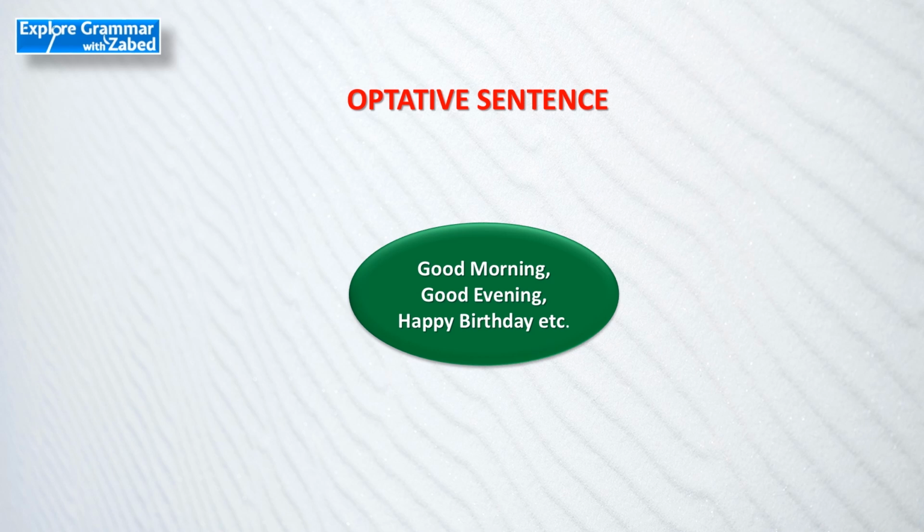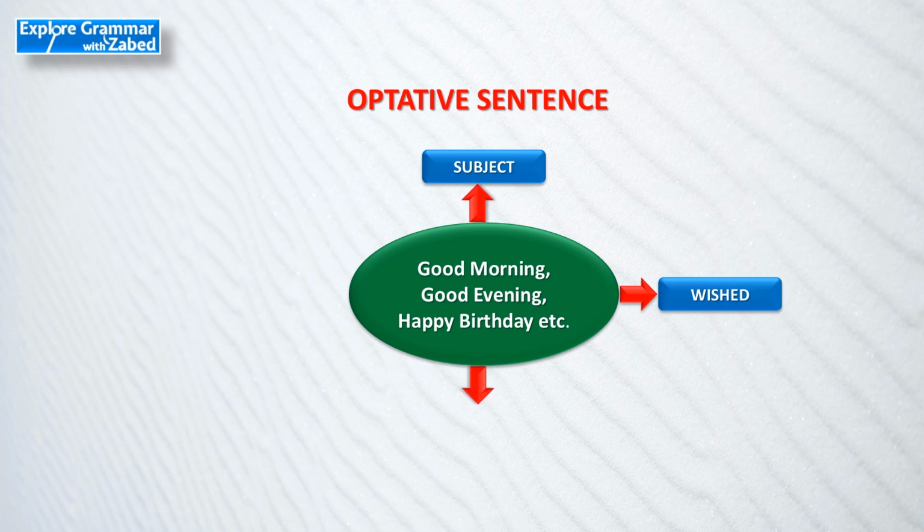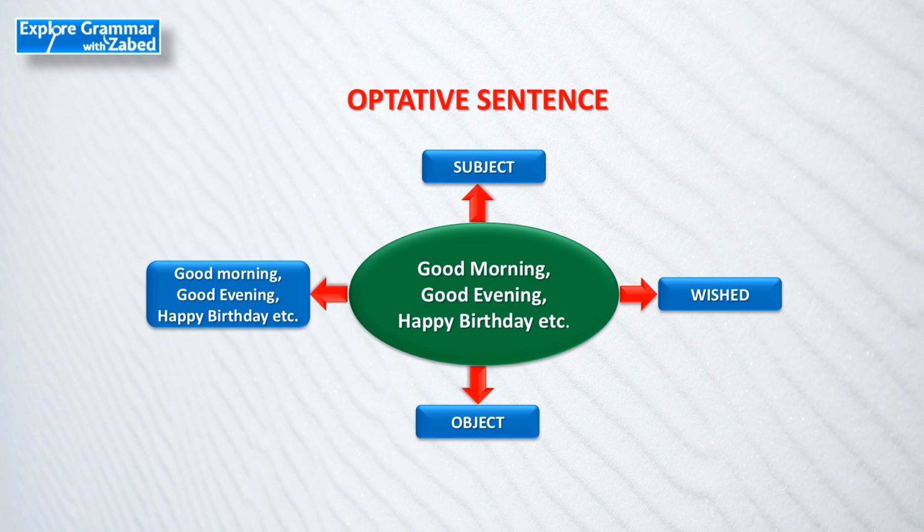At the beginning of an optative sentence, if you find any greeting or wishing words like good morning, good evening, happy birthday, etc., at the time of converting the sentence from direct speech to indirect speech, at first you'll write the subject, then you'll use the reporting verb wished, after that the object of the reporting speech, and finally the wishing words or greeting words like good morning, good evening, happy birthday, etc.